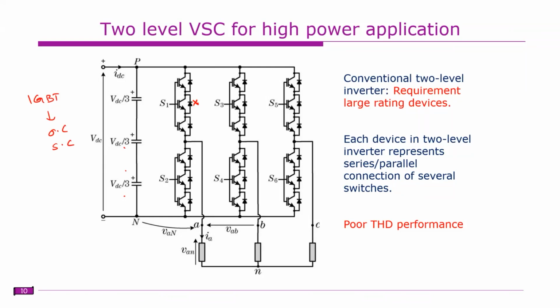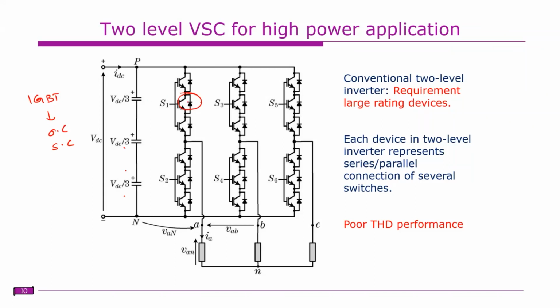So what will happen if it is an open circuit, and what will happen if it is a short circuit? If it is an open circuit, one leg will be disabled. So this entire switch will be open, right? This IGBT is not conducting, so neither the diode will conduct nor the actual switch will conduct.